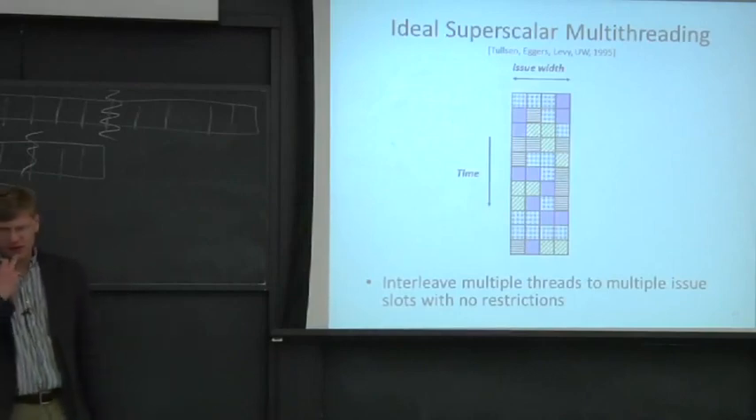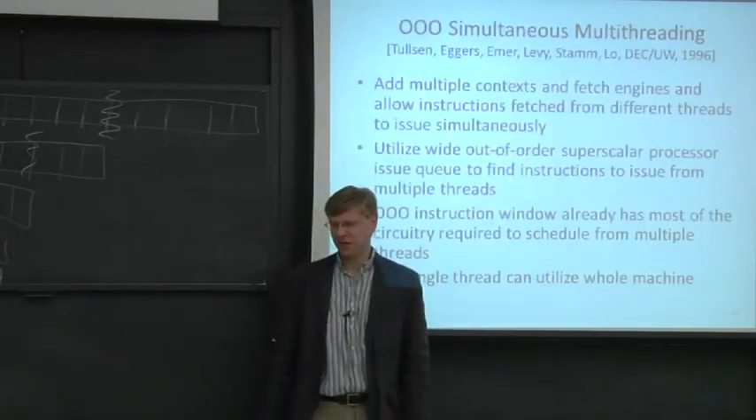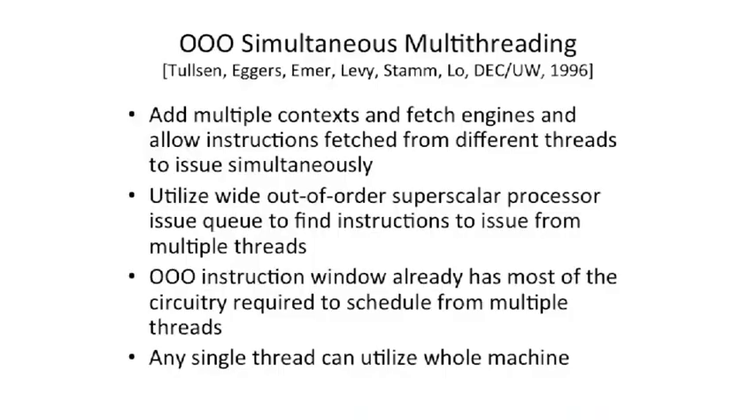OK, so let's look at what this does to our processor pipeline. Well, all of a sudden, we need to be fetching multiple instructions at a time. That's definitely a harder thing to do here from different threads. Conveniently, we can actually use our instruction queue, or our reservation stations, if you will, to go find different instructions to go execute at the issue stage of our out-of-order processor.